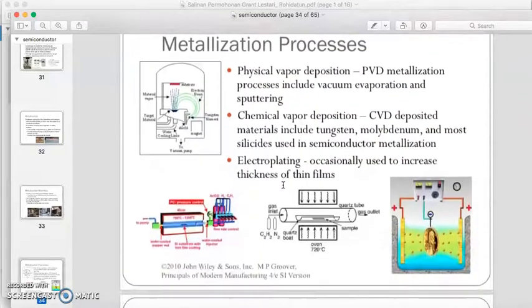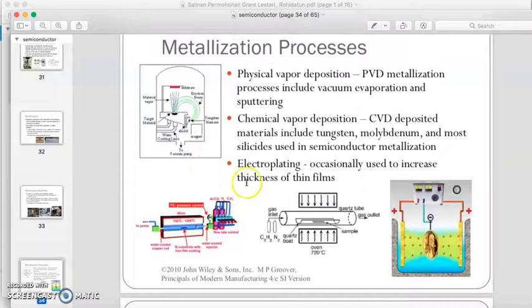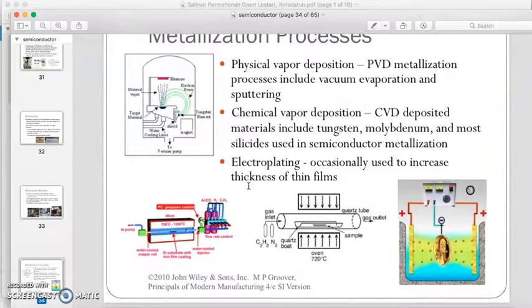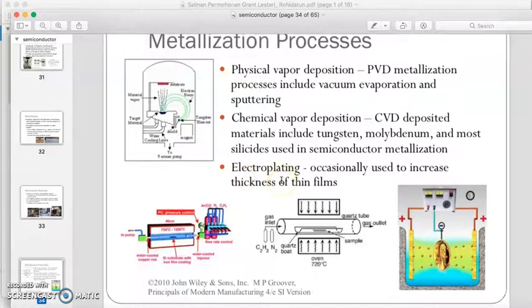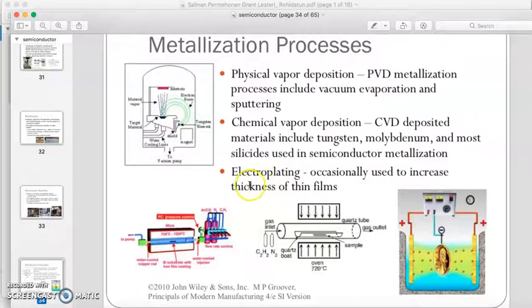Okay, the metallization process can be done using three methods. The common method is the electroplating method. This is a very conventional method to deposit a very thin film of metal on the surface of the IC. The modern methods are CVD, or chemical vapor deposition, or PVD, physical vapor deposition.